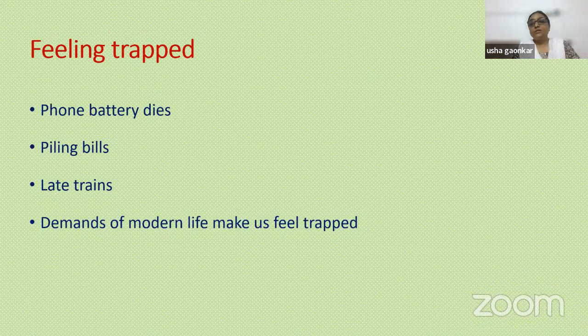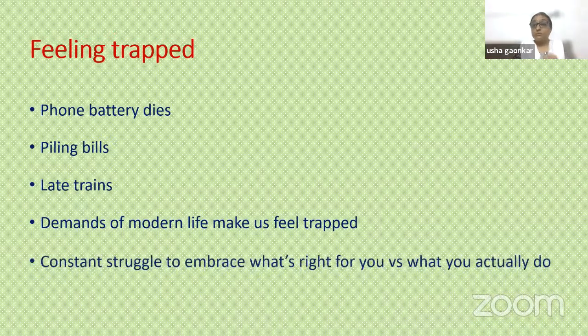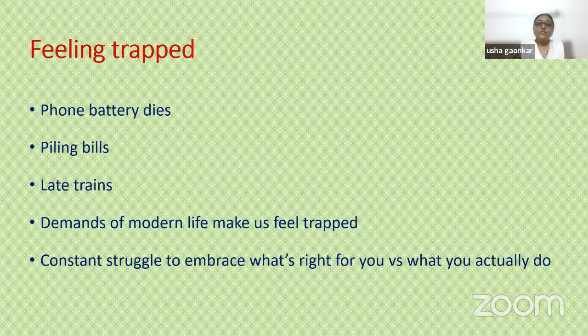Demands of modern life make us feel trapped. Demand from spouse, demand from children, demand from in-laws, demand from office work, demands from society. So there are so many demands of modern life which make us feel trapped. Makes us want to run away actually sometimes. Constant struggle to embrace what's right for you versus what you actually do. This is a very, very critical point, which I want to emphasize, that there is a constant struggle in us, what should I do, what is the right thing for me to do versus what I actually end up doing. Okay. So there's a lot of difference and there's a lot of struggle for this.